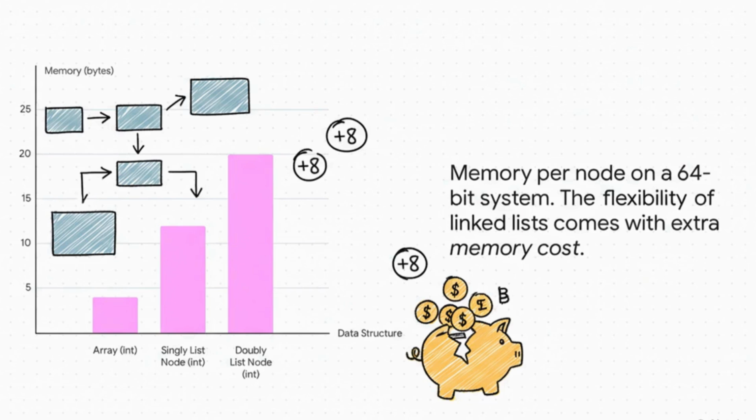Oh, and don't forget about the memory cost, because that flexibility isn't free. On a 64-bit system, a simple integer that takes up 4 bytes in an array, well, it suddenly needs 12 bytes in a singly linked list to account for that pointer. And in a doubly linked list, it jumps all the way to 20 bytes. That memory overhead can really add up, especially in large-scale applications.